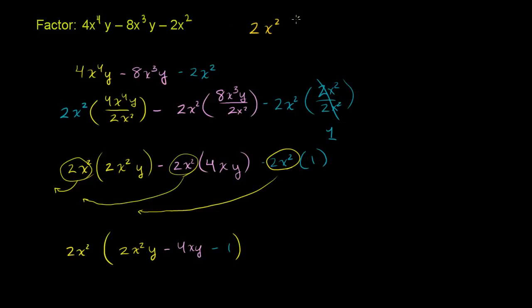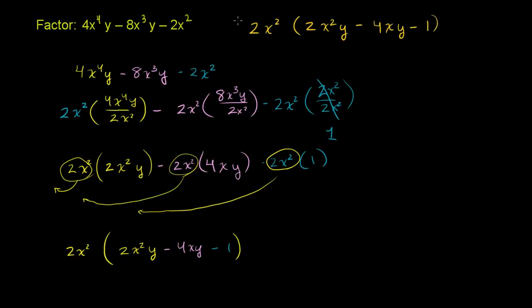So it's going to be 2x squared times. And what's this first term divided by 2x squared? Well, 4 divided by 2 is 2. X to the fourth divided by x squared is x squared. Y divided by 1. There is no y degree that we factored out, so it's just going to be a y. And then you have minus 8 divided by 2 is 4. X to the third divided by x squared is x. And then y is just y. And then you have minus 2 divided by 2 is 1. X squared divided by x squared is 1. So 2x squared divided by 2x squared is just a 1.